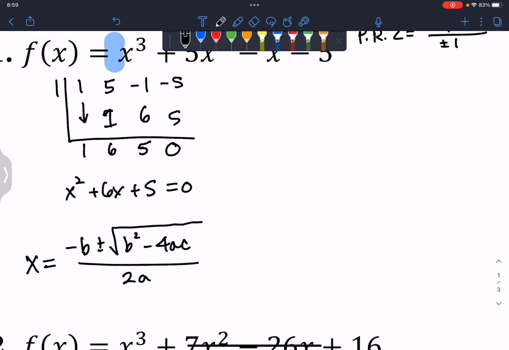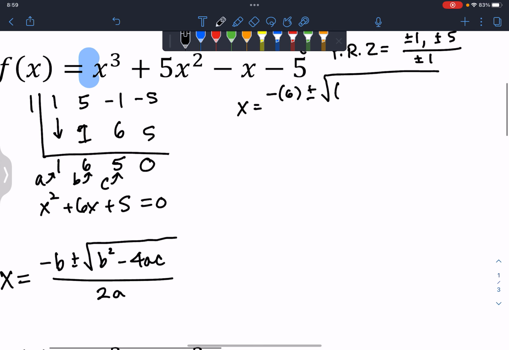So with A being 1, B being 6, and C being 5, I'm going to substitute those values into our quadratic formula. So we have negative 6 plus or minus the square root of 6 squared minus 4 times A, which is 1, times C. And this is divided by 2 times A.